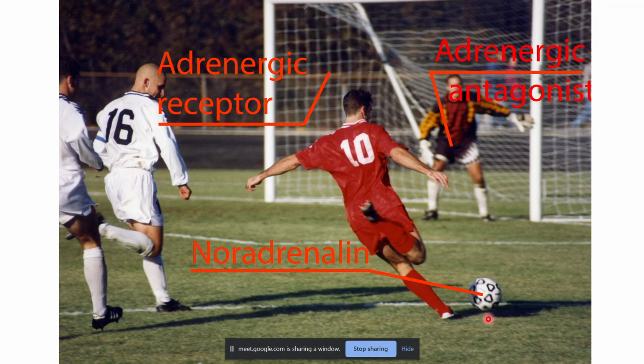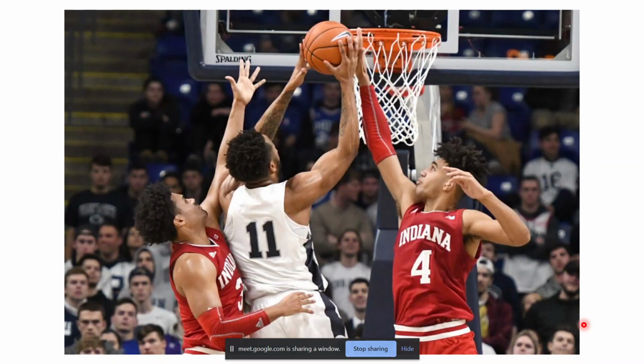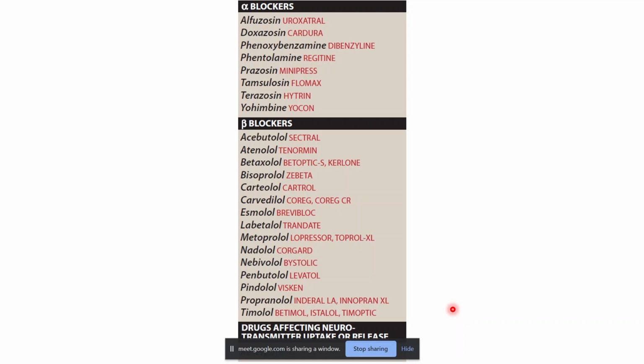In that case, it is not adrenaline, and the receptor is adrenergic. So almost the same happens here: this is an agonist, this is a receptor, and this is an antagonist. These are the drugs that block the adrenergic receptors, and adrenergic receptors are divided into two families, alpha and beta, and that is why the adrenergic antagonists are also divided into alpha blockers and beta blockers.